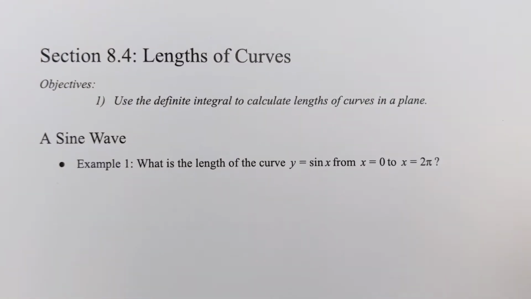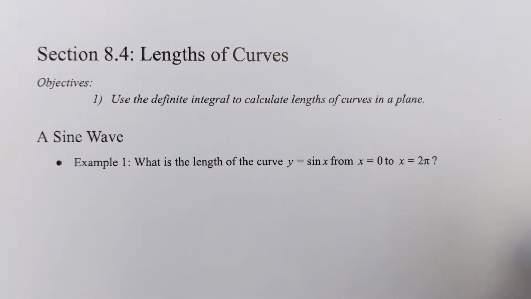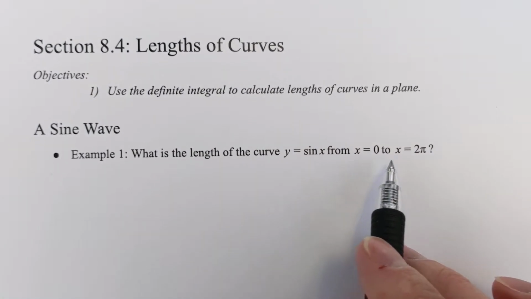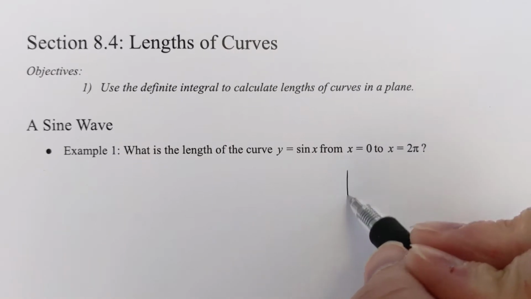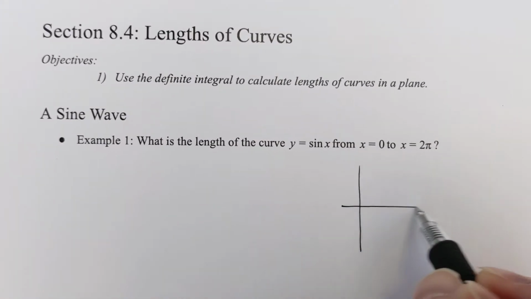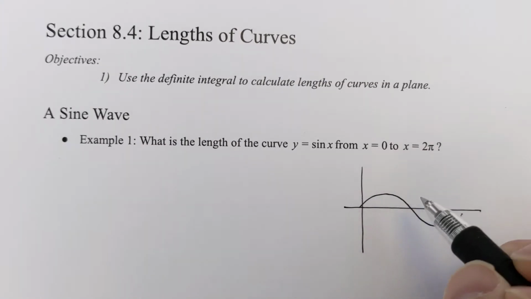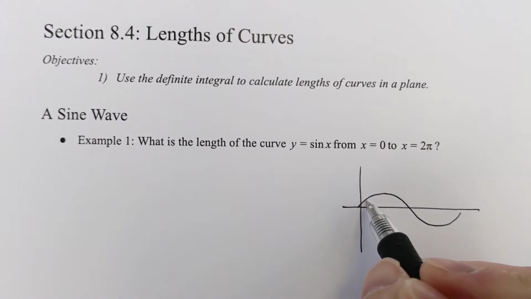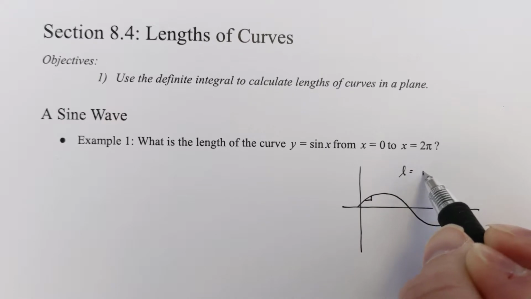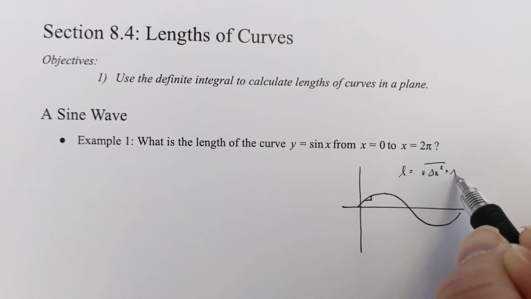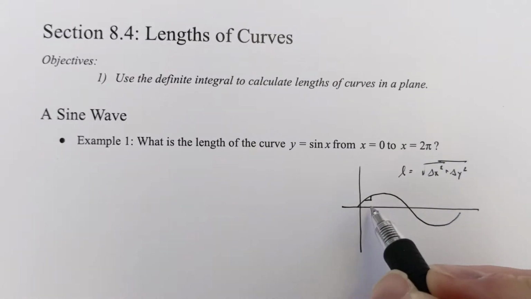All right, so we have notes for section 8.4, which is the lengths of curves. So example 1 was the length of the curve y equals sine x from x equals 0 to x equals 2 pi. What actually happens, if you think about this curve, it's just going to look like this. What I'm going to do essentially is approximate each section of the curve as the hypotenuse of a right triangle, which is some change in x squared plus some change in y squared. So those are my legs.